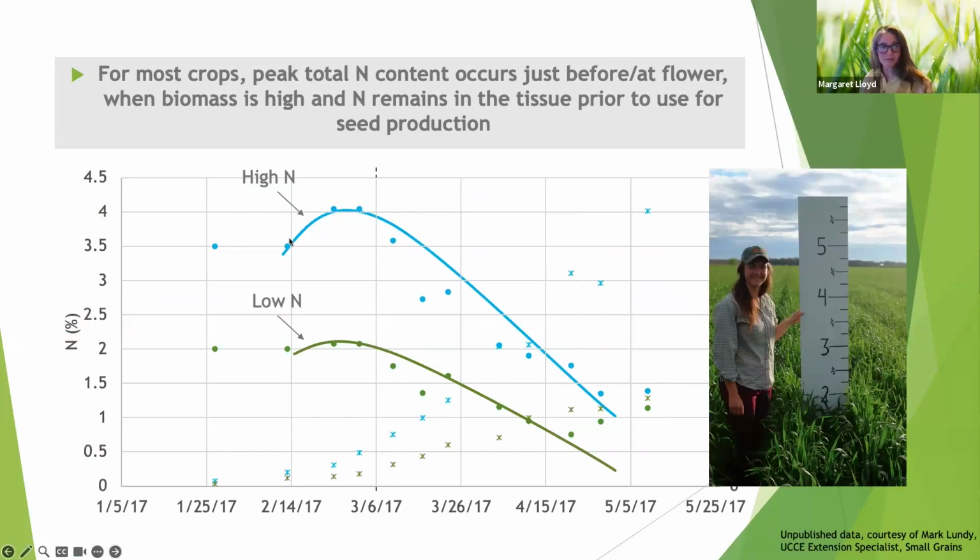This is the same data set that showed the biomass accumulation, but now looking at the tissue content of N. So again, you have a soil with high nitrogen and a soil with lower nitrogen. And what you can see is that as we get into the spring, the tissue N content peaks about late February, early March, just before or at flower, and then it begins to decrease.